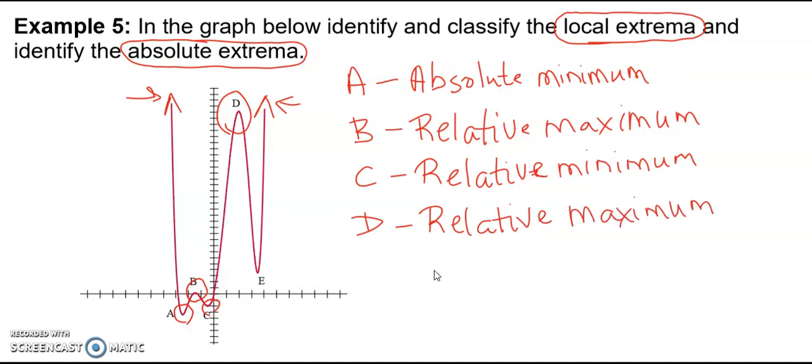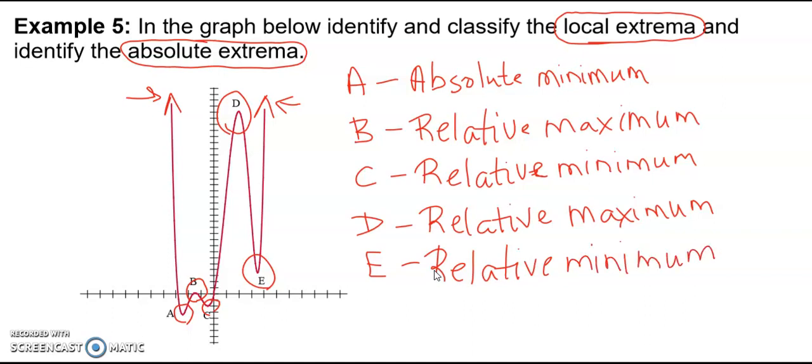In fact, this function does not have an absolute maximum. And the last point there is E, right there. And by golly, that looks like a minimum as well, but there are points on the curve that are lower. So we would call this a relative minimum right there. Okay, so that's the last example that's there.